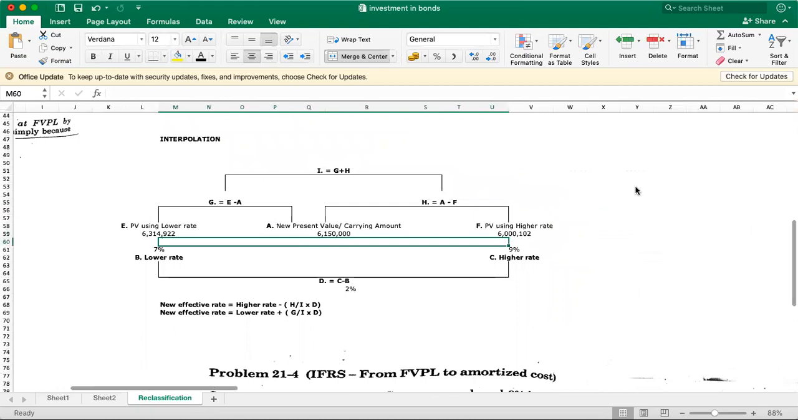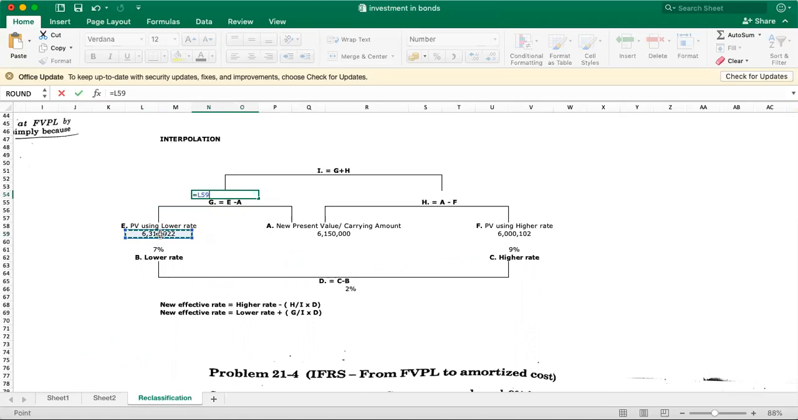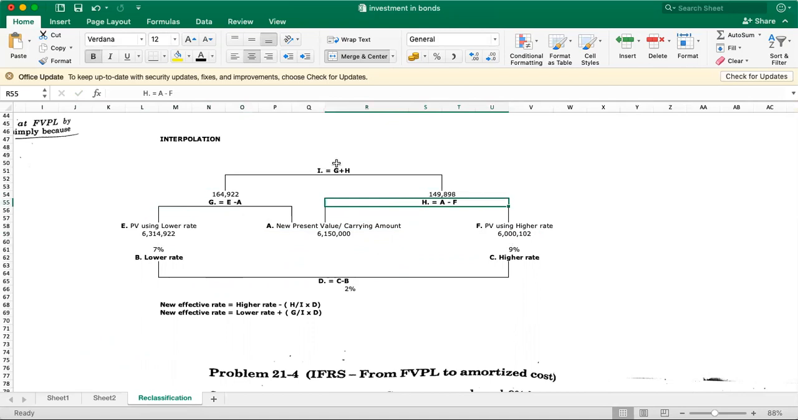Okay, so tama yung ginawa natin, di ba? If you are using 9%, 6,102 lang, kulang, hindi 6,150. If you are using the 7% lower rate, 6,3 yung present value, sobra din. So, yung answer natin, that's in between 7 and 9%. Okay, we know that 8% is the answer, but here we are proving that this formula will work. So, that's E minus 6,150. Dito naman, 6,150 minus to. Then, let's add. Okay, ito yung 314,820.